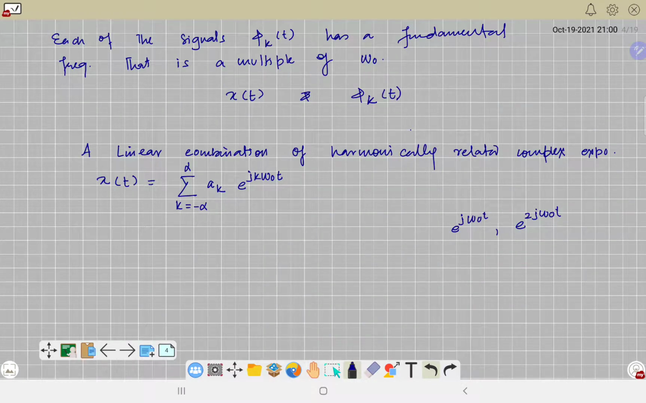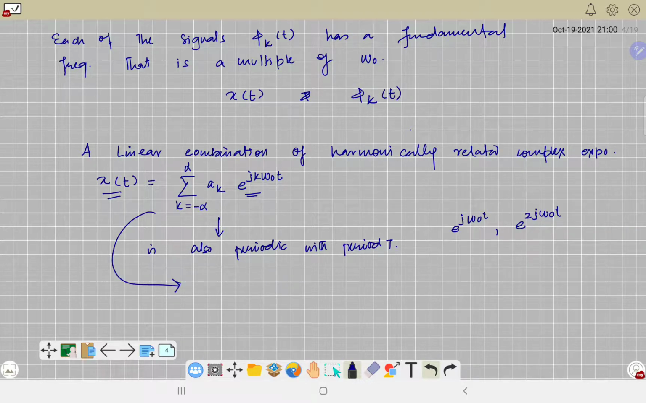Now if you have 2 or 3 periodic signals, the sum of these periodic signals will also be periodic. So I'm expressing a signal x of t, which by the way is my input, as a linear combination of these harmonically related complex exponentials. Fine. So this summation will also be periodic with period T. And this kind of representation is known as Fourier series representation.